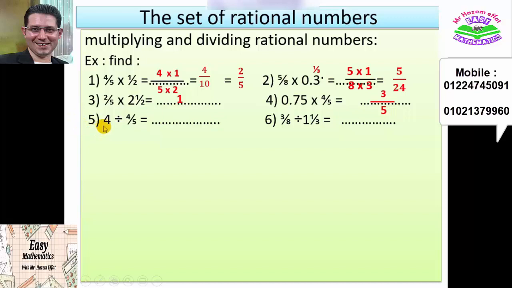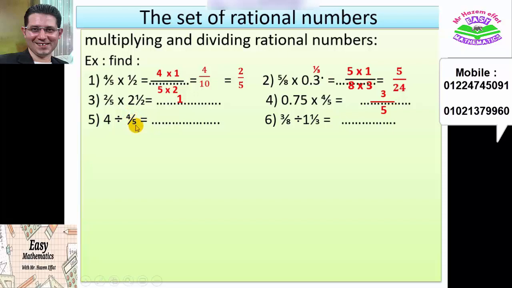What about number 5 here? He gave me here 4 divided by 4 over 5. Now we have here the sign divide. When we have divide here, we make more steps. Now we put 4 as it is, change the sign divide into multiply, and find the reciprocal of the 4 over 5.